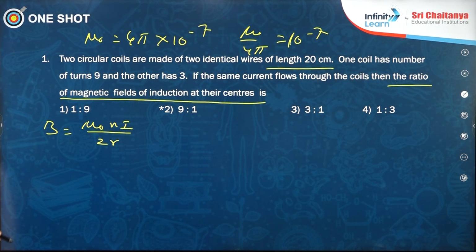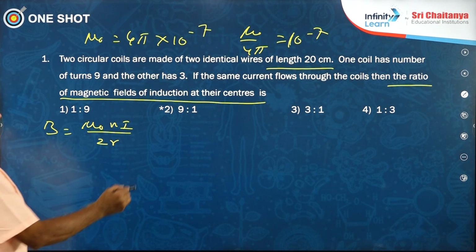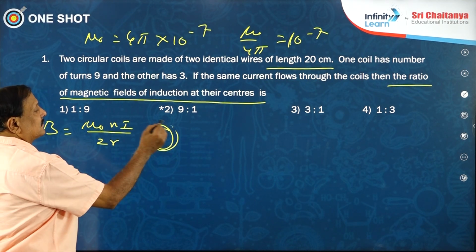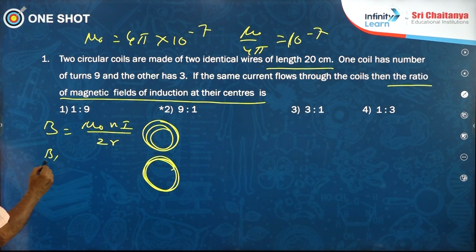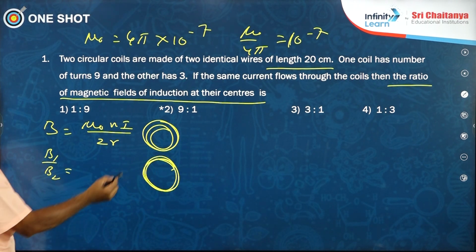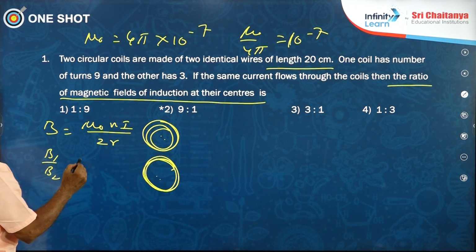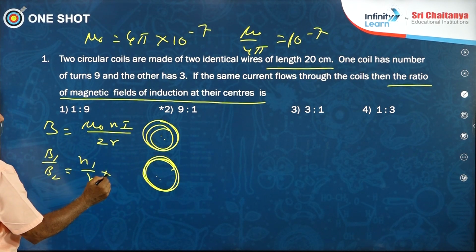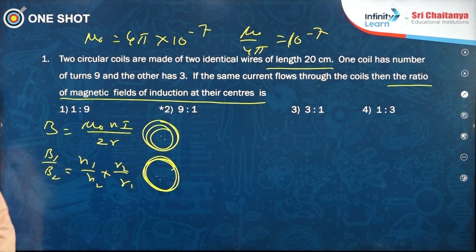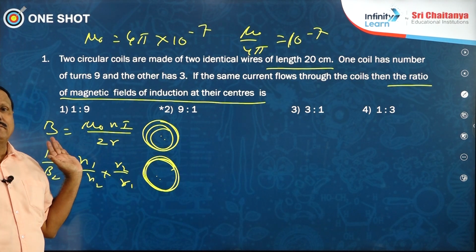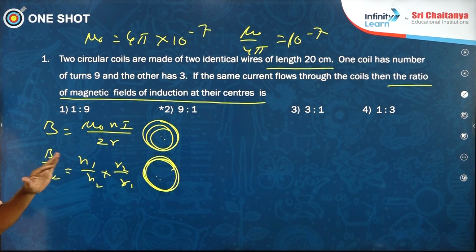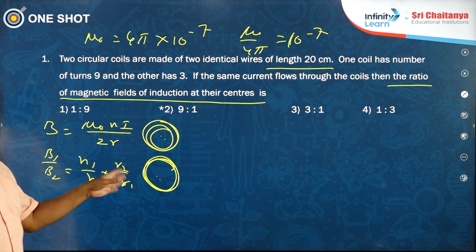Actually, let me go to the simple concept. Suppose there are two different coils, you can write that B1 by B2, the ratio of magnetic inductions at the centers, is equal to N1 by N2 into R2 by R1. You have to use this formula when the two coils are differently made, with different turns and different radii.